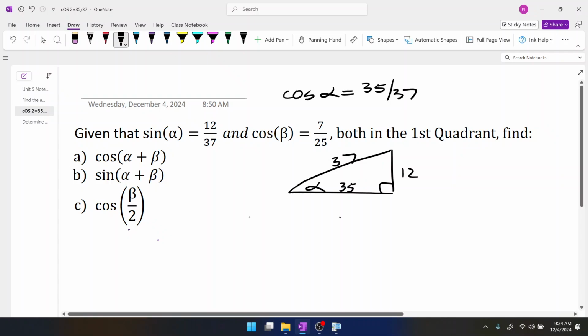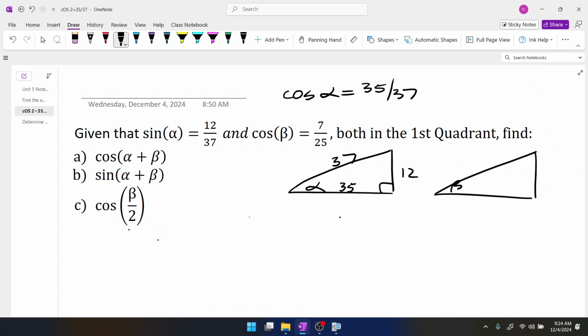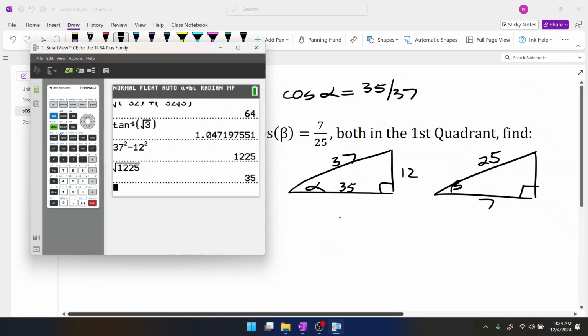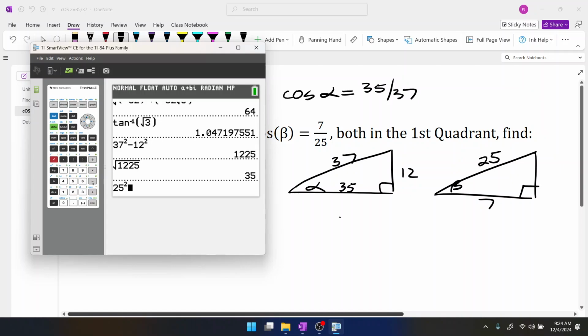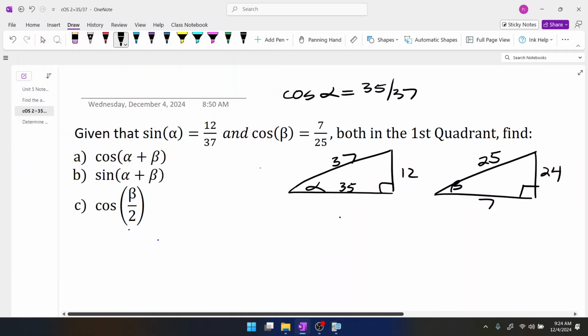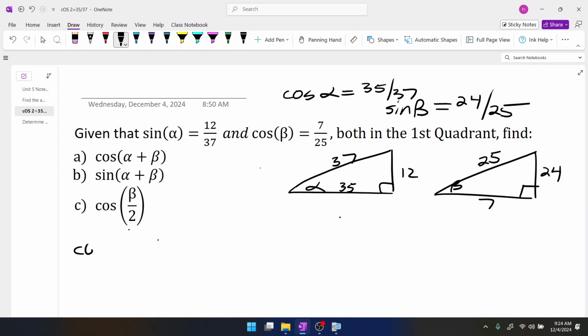And if we do everything for beta, even though it's not the best looking drawing here, cosine of beta is 7/25, adjacent over hypotenuse. So if we took 25 squared minus 7 squared, this is going to be 24. So basically, sine of beta is going to be 24/25. So cosine of alpha plus beta, what's that going to be?